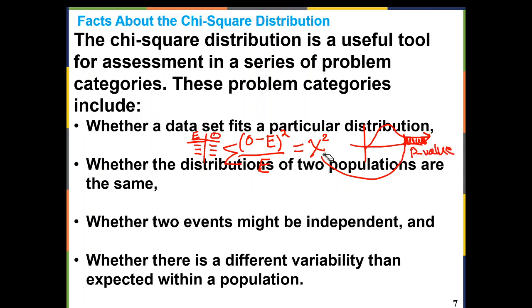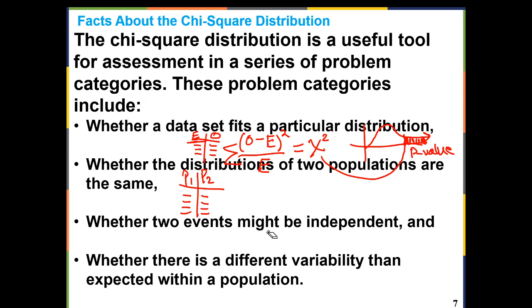That's the idea. And the same is true here, whether distributions of two populations are the same. So somebody says that we got two populations, number 1, number 2, right? And then we have a bunch of numbers from this population. We have a bunch of numbers from this population. Now the question is, are these the same distributions? Well, again, we take the differences and we build this chi-square, and then we see what the p-value is.